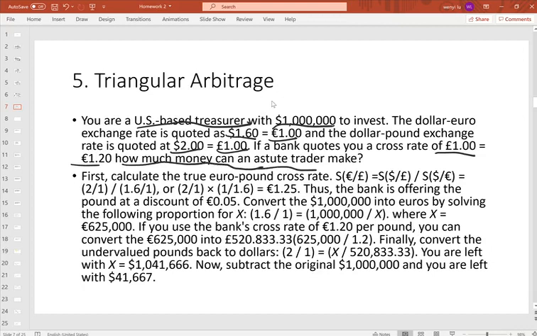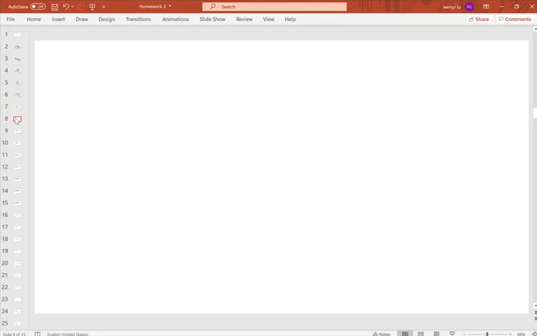So let's form this triangle. We always draw the triangle first. In the triangle we have this quote on the top: dollar to a euro equals what?